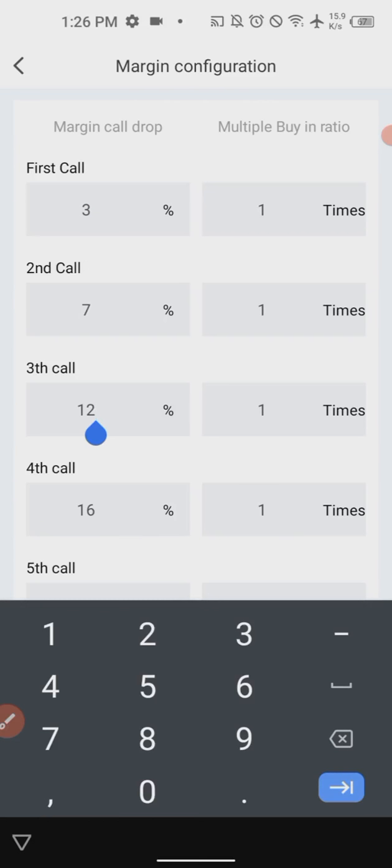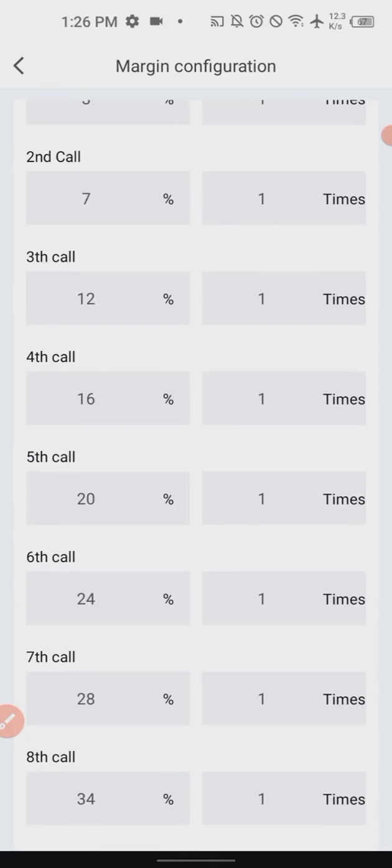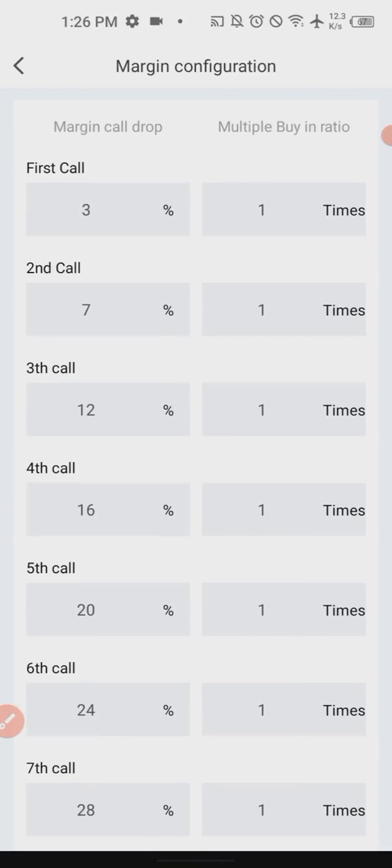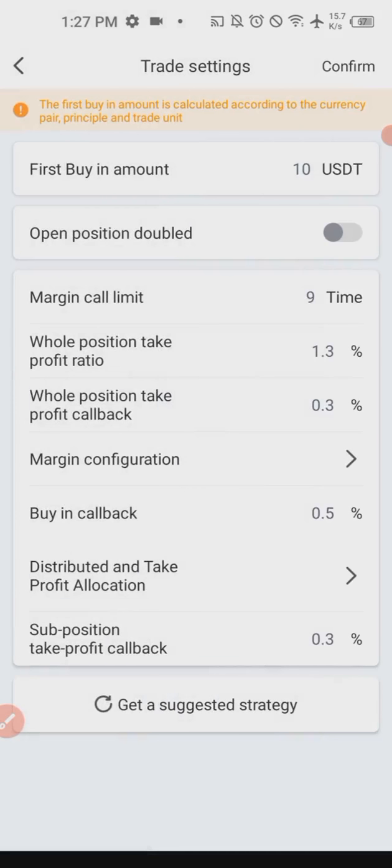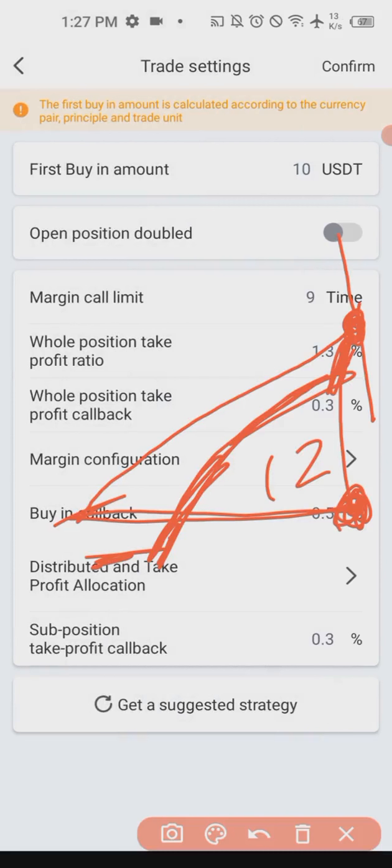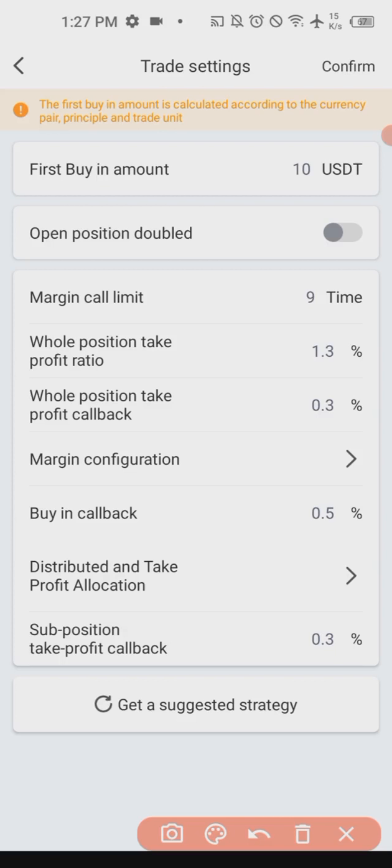Okay, 3, 7, 12. So the instruction I'm giving the bot is if the price falls by 3%, buy another value. If it falls by 7%, buy another value. If it falls by 12%, buy another value. So these are the instructions. Having set this, I'll click on confirm. Then the next option. By virtue of this, we have attempted 1, 2, 3, 4, and 5.